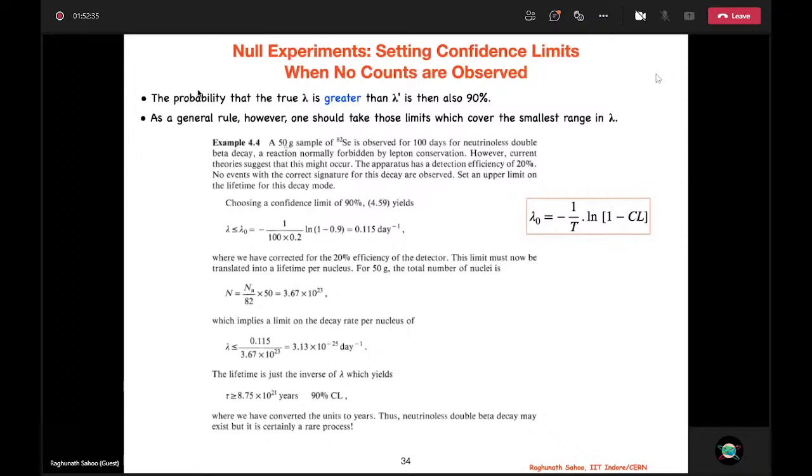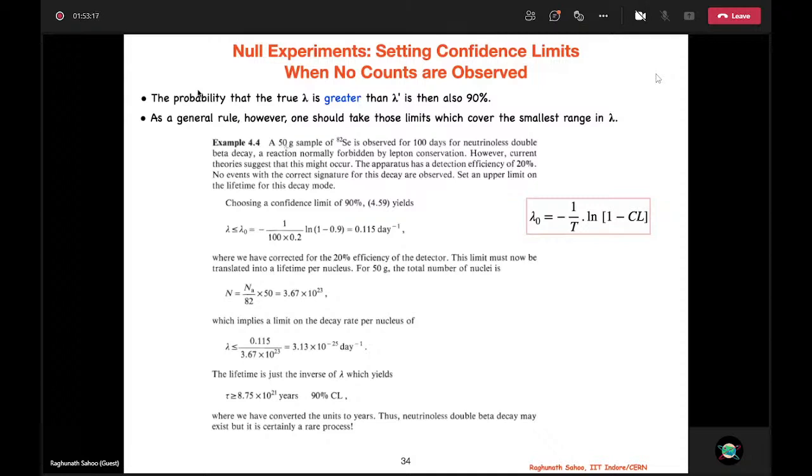So this limit must now be translated to lifetime per nucleus because I have taken 50 grams. So then I have to calculate in 50 grams of this source what is the total number of nuclei. You know this kind of calculation: N is equal to Avogadro's number divided by 82 times 50, where 82 is the mass number of selenium. So now you have 3.67 times 10 to the power 23 nuclei. Then per nucleus, if you calculate, it comes to be 3.13 times 10 to the power minus 25 day inverse.